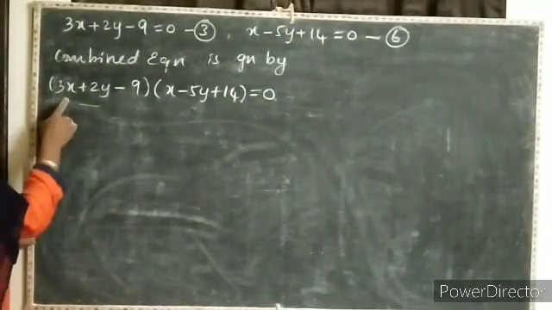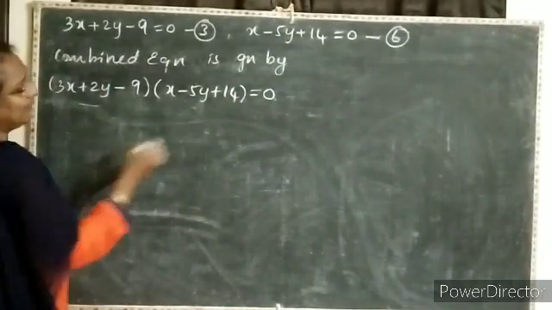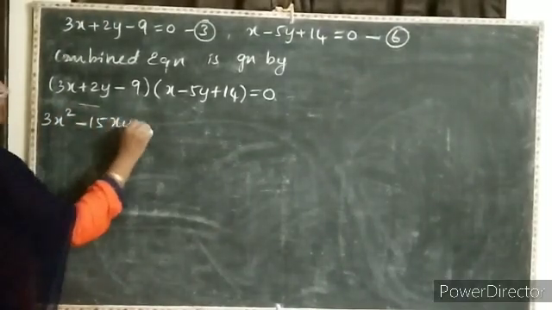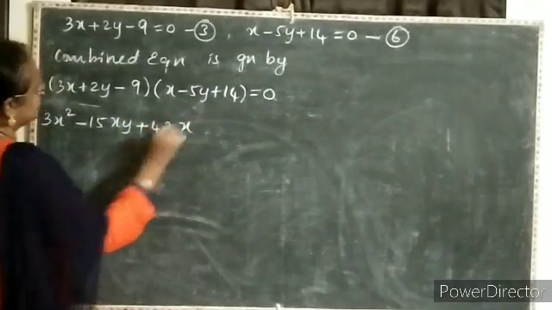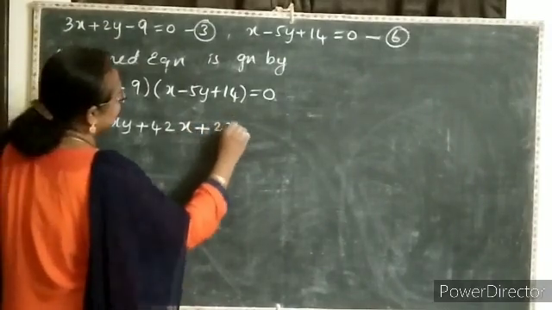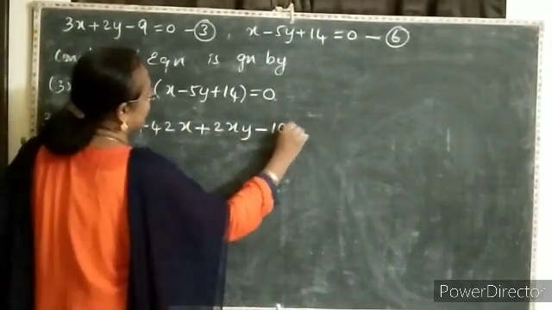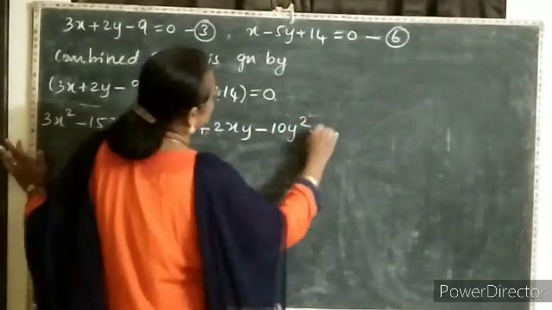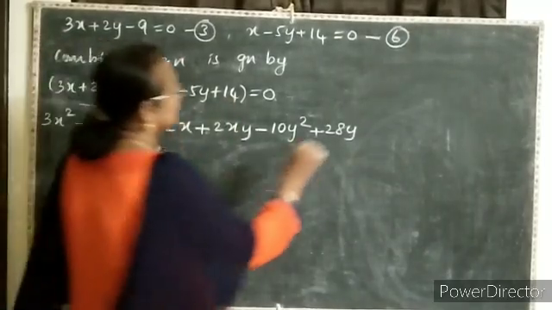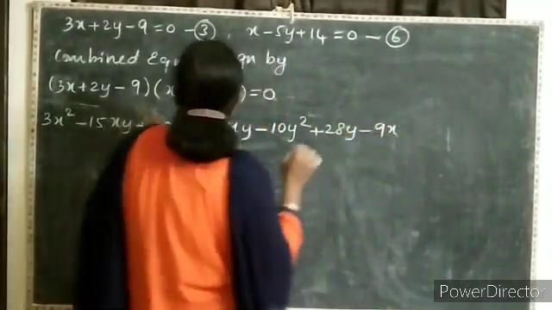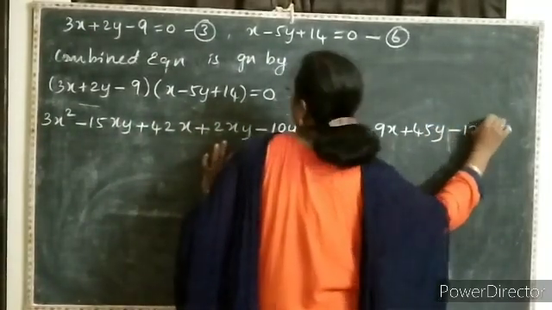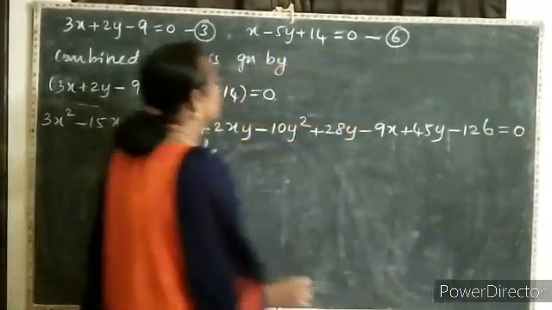Now I am going to take this 3x and I am going to multiply by all the three terms. So I will get 3x squared minus 15xy plus 42x. Now again 2y has to be multiplied by all the three terms. So plus 2xy minus 10y squared, now plus 28y, isn't it? Now next take minus 9 and multiply all the three terms. I'll get minus 9x, plus 45y minus 126 is equal to 0.